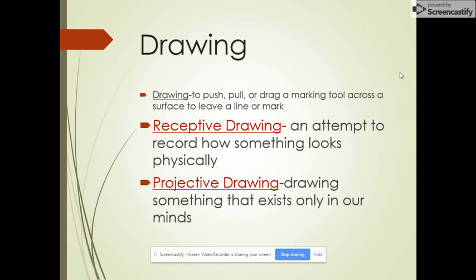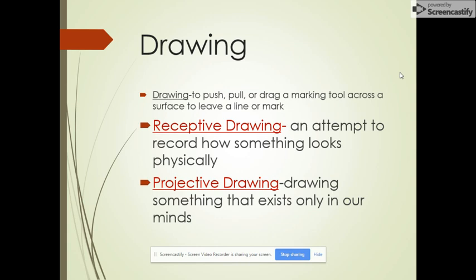I like to think of this as receiving the actual object in your vision. So imagine it becoming an image as it's being received into your brain through your eyes, through your visual perception, and then being translated onto paper. Whereas the direct opposite of that is projective drawing. Projective meaning you are projecting what your imagination or your memory recalls as the particular object you're trying to draw.